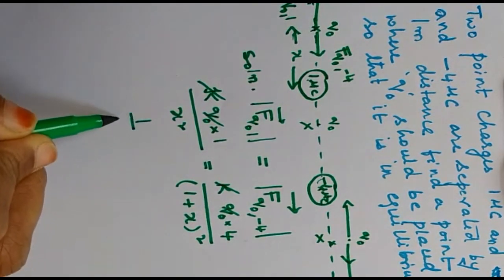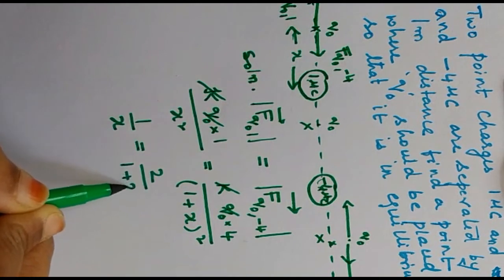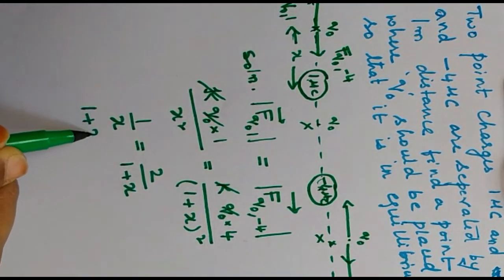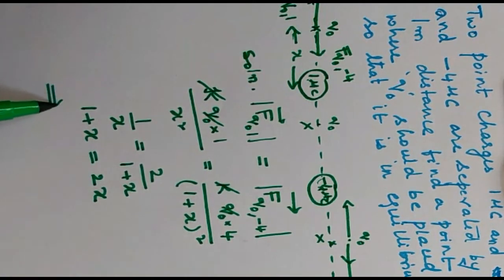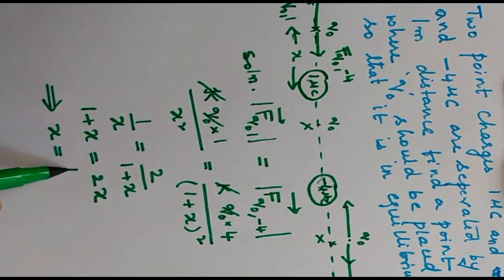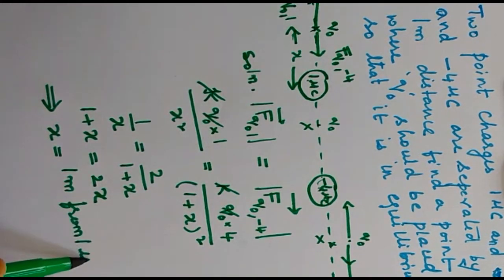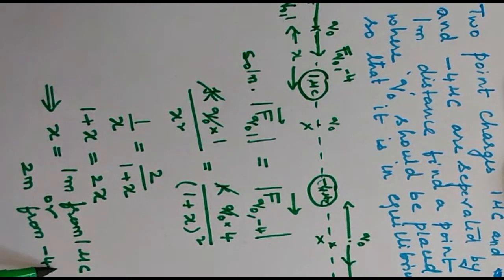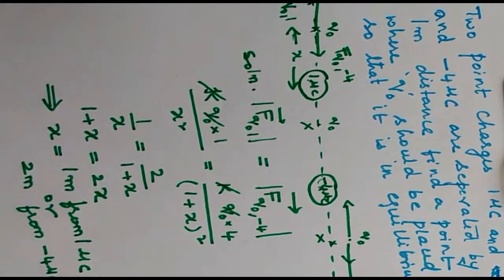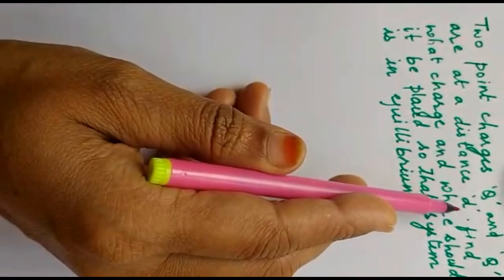Now apply the square root on both sides. 1 by x is 2 by 1 plus x, or 1 plus x is equal to 2x. Implies x is equal to 1 meter, but be specific, from 1 microcoulomb, or 2 meter from -4 microcoulomb.